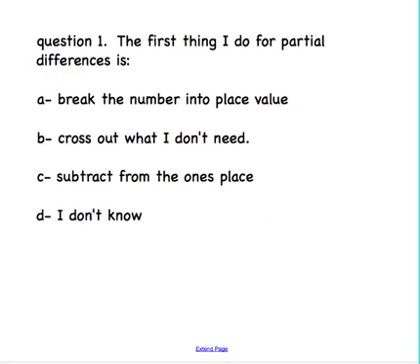Now, stop the video, get out your journal, and write the questions and the answers and the date for your partial differences subtraction page. Question 1. The first thing I do for partial differences is A, break the number into place value. B, cross out what I don't need. C, subtract from the ones place, or D, I don't know.